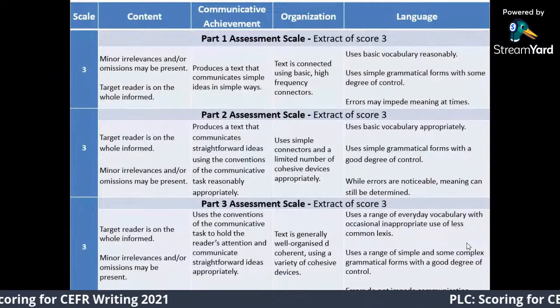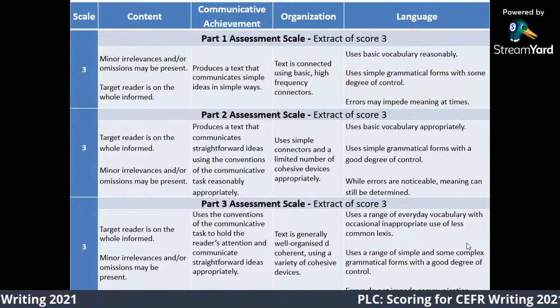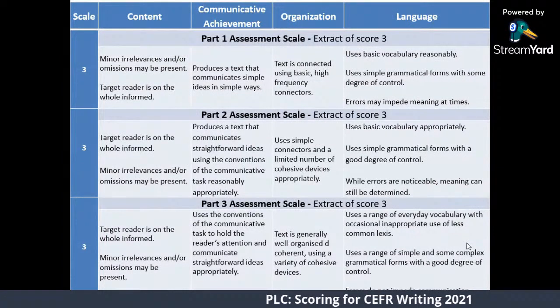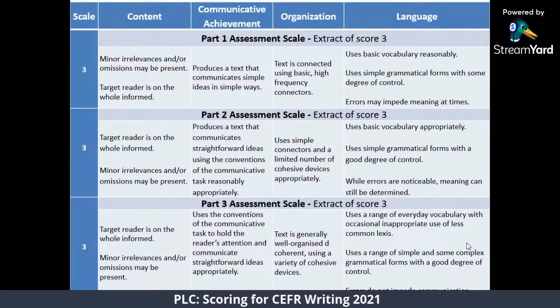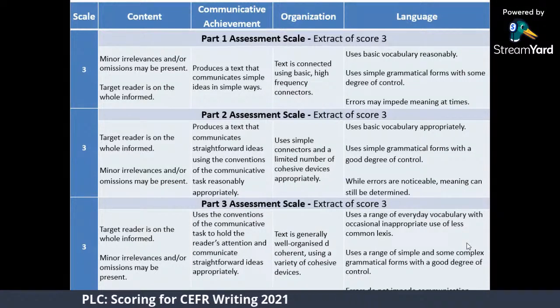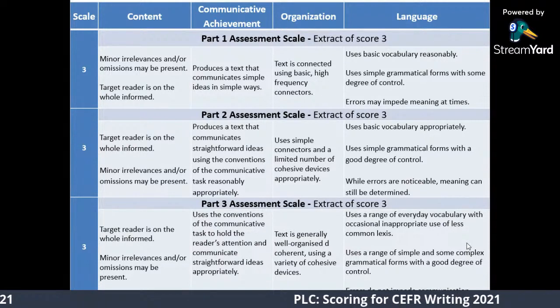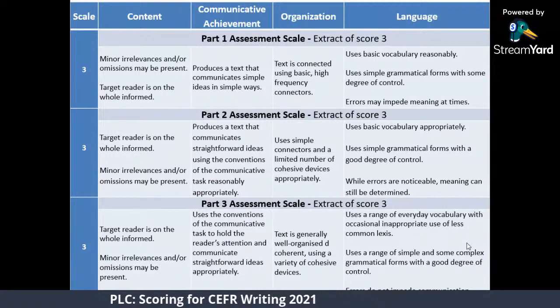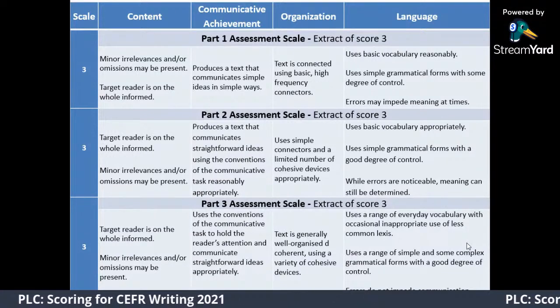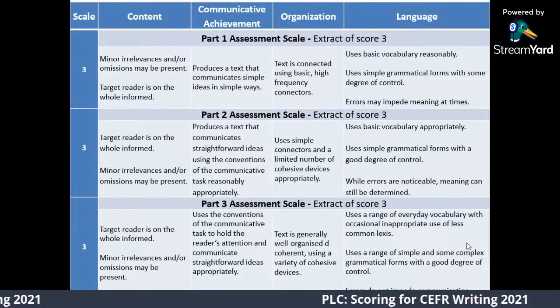Okay, so this is the scale of band 3, actually score 3, but part 1, part 2, and part 3. If you look at the far left, content is the same thing. Target reader is on the whole informed, and minor irrelevances and or omissions may be present in the essay. It's the same. So content doesn't differ.